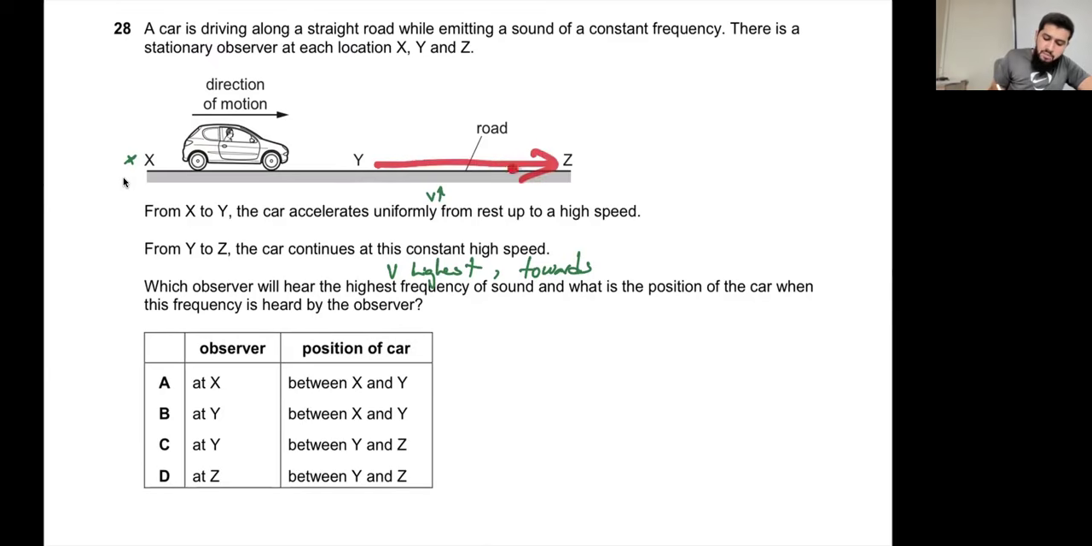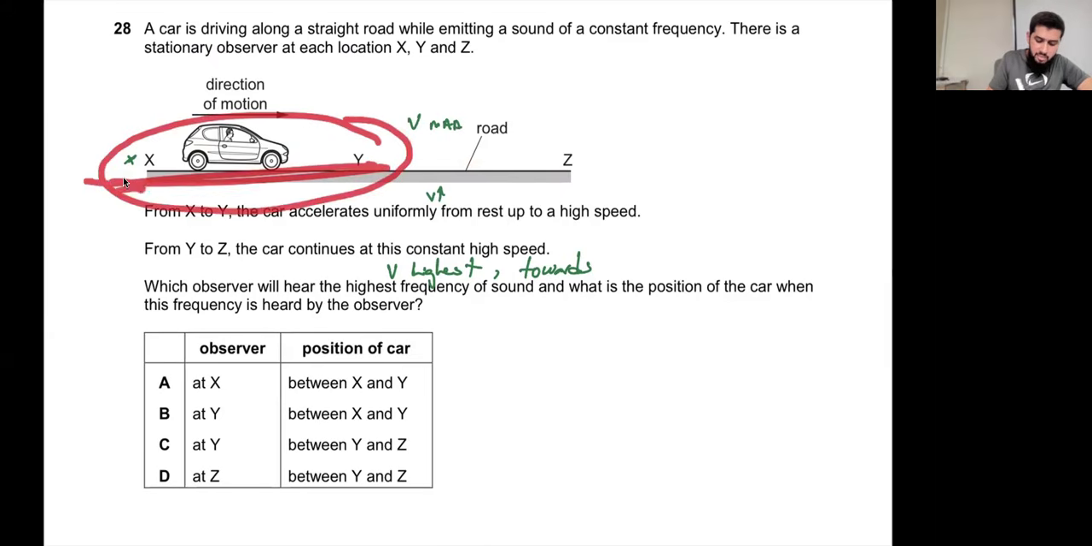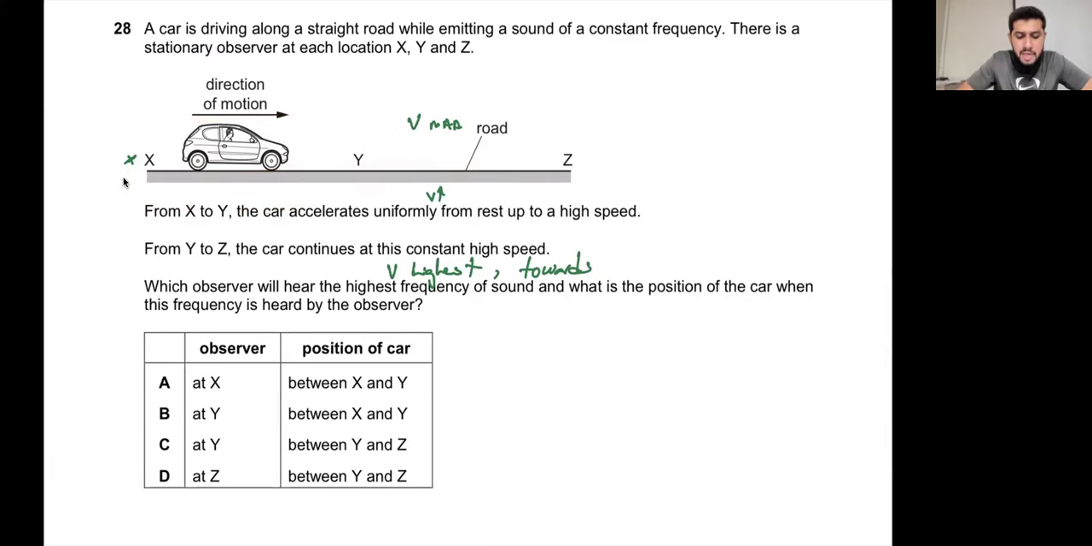From Y to Z, speed is max. Speed is max. But at this point also, it's moving away from X and Y. It is moving away from X and Y. Moving towards Z. So Z, between Y and Z.